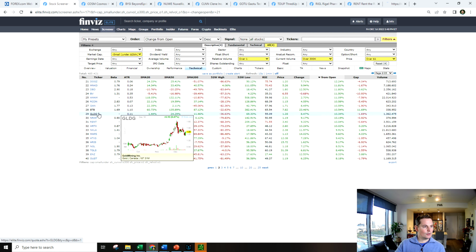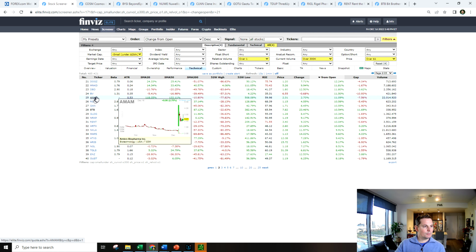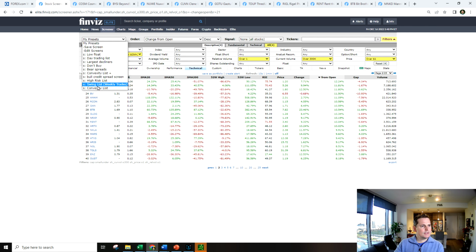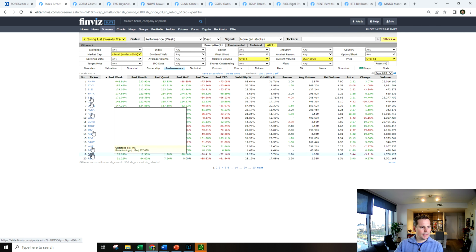Some of these are familiar tickers, and I'm just going to open them up and see how the numbers are looking, okay? So that's it for the high risk list. And then the swing list is stocks that are up most on the week.